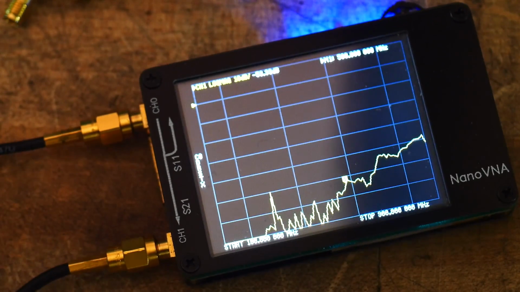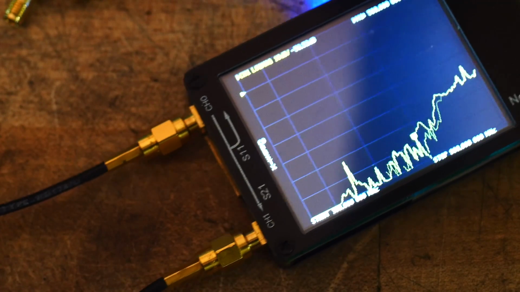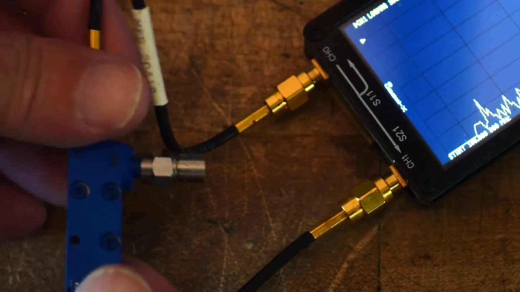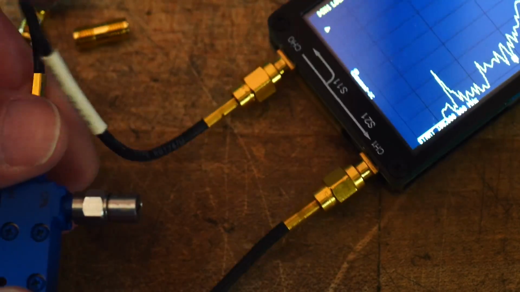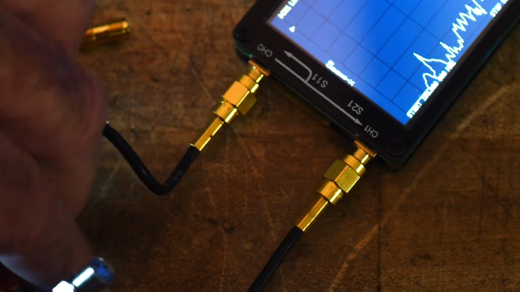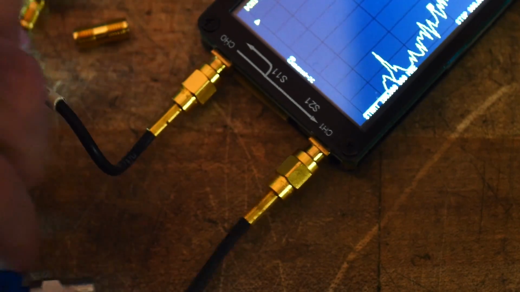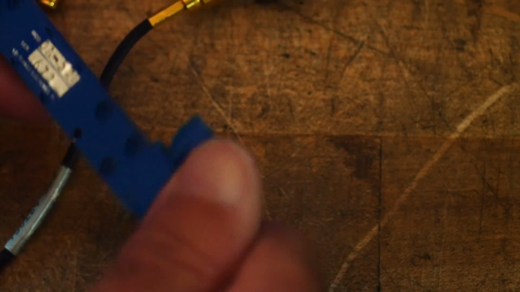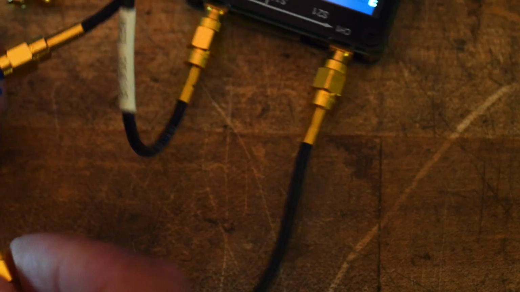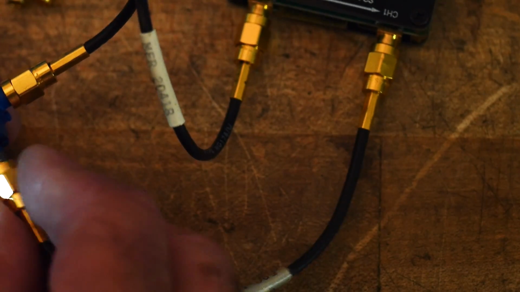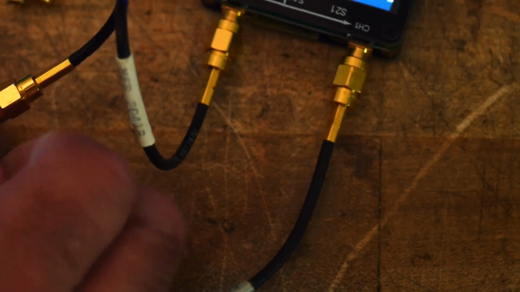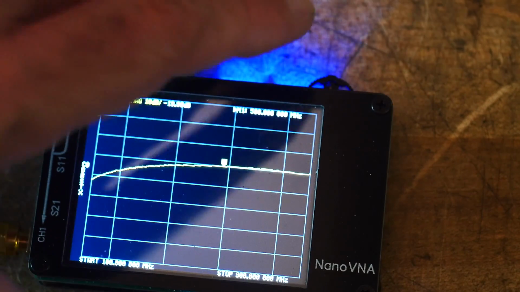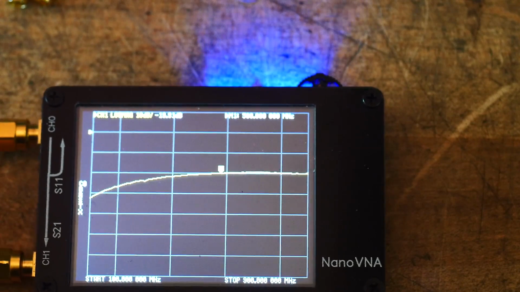Okay, so the next thing we're going to do is, I shouldn't have disconnected that one. I still need it going into in. So I'm hooking up channel zero to the in of the coupler. I'm going to terminate the out of the coupler with a 50 ohm load over here. And I'm going to put channel one onto the coupling port. There we go. And so we can see this is the coupler coupling.